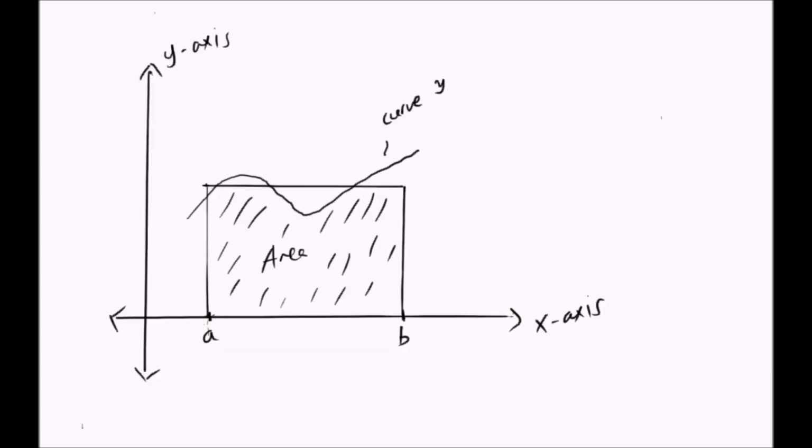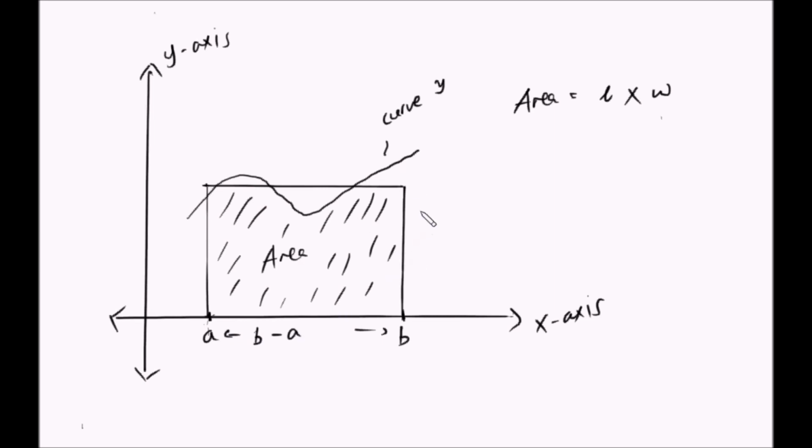Okay? So nimechora hii rectangle kuhakikisha kwamba area yake inakuwa sawasawa na ile area under the curve y from a to b. So area hii rectangle ni nini? Area ya rectangle yoyote ni sawasawa na length times width. So width ni kuanzia hapa mpaka hapa, kwa hiyo ni b minus a. This is our width.